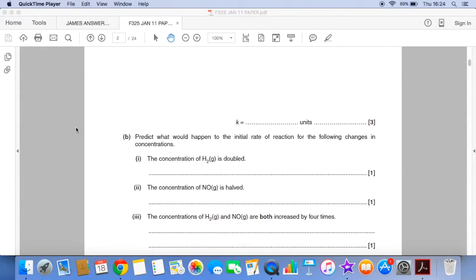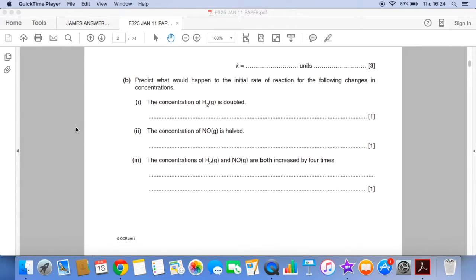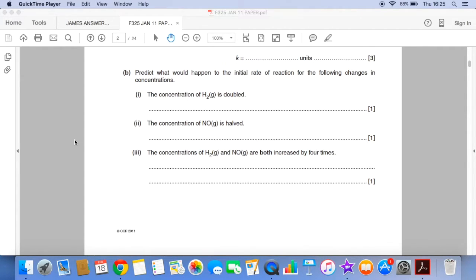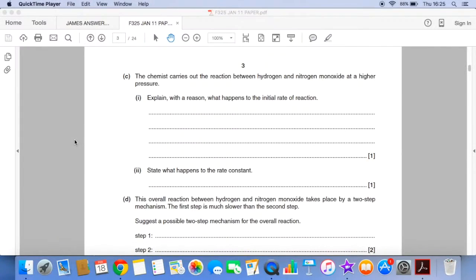We're then asked to predict what would happen to the initial rate if the following changes were carried out. So the concentration of hydrogen doubled, NO halved, and the concentrations of both reactants increased fourfold. We're then asked to explain what would happen to the rate of the reaction if the pressure was increased and what effect it would have on the rate constant.